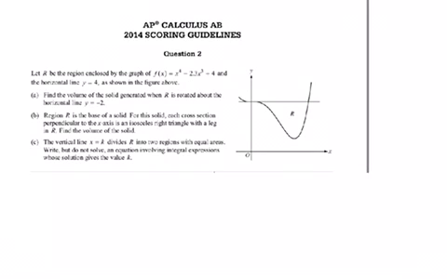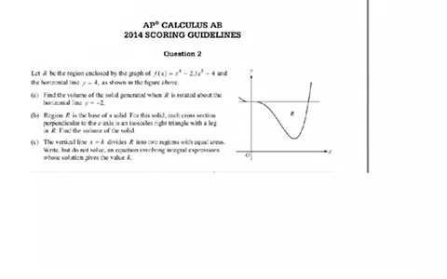Okay, let's look at question number 2. Let R be the region enclosed by the graph of f of x equals x to the fourth minus 2.3x cubed plus 4 and the horizontal line y equals 4, as shown in the figure above. Part A. Find the volume of the solid generated when R is rotated about the horizontal line y equals negative 2.